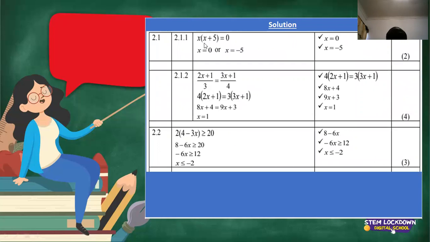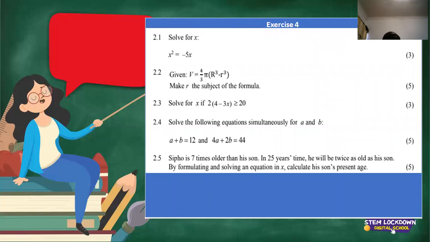Again, we bring our 5x to the other side, so we factorize x squared plus 5x into x times x plus 5, which equals 0. That means either x equals 0 or x plus 5 equals 0. If x is equal to 0, that is sorted. And if x plus 5 equals 0, then our x is equal to negative 5. So basically, our values of x are 0 and negative 5. I hope you understand that as well.